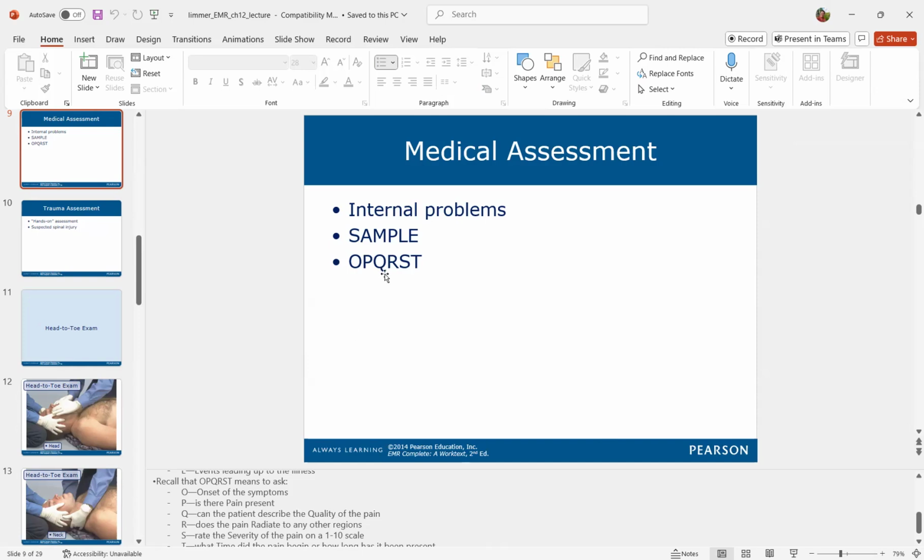Q is the quality of the pain. Can they describe it? Is it dull, achy? Is it sharp and stabby? R is radiate. Does it go to any other region? Are they grabbing their chest and it's going out into their arm or up into their jaw? Are they having back pain? Is it going anywhere else?